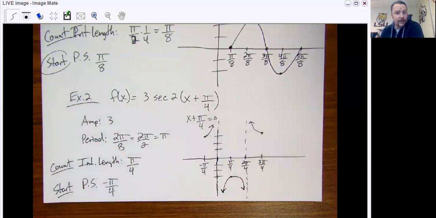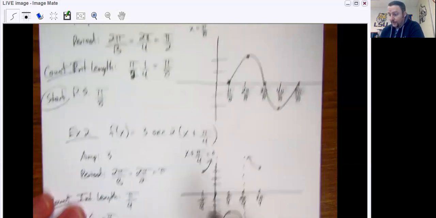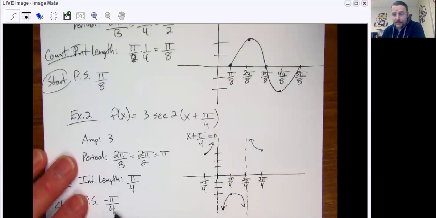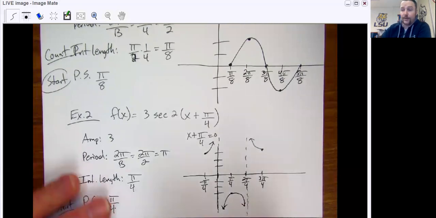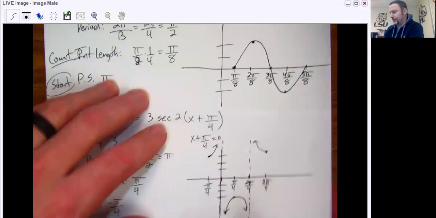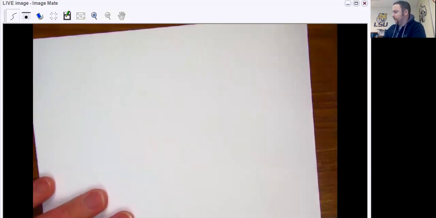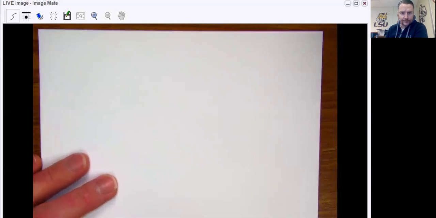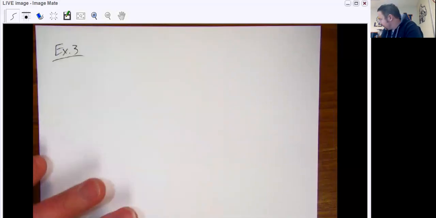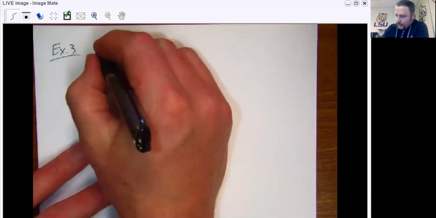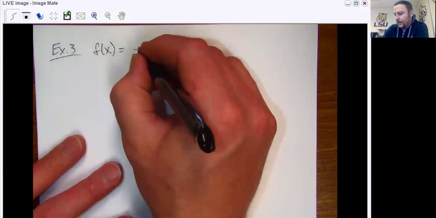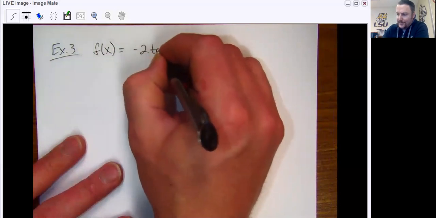So I've been nice to you on the first 2 examples. I've given you a phase shift and interval length with the same denominator. Well, sometimes you're not always going to have that. So let's do one without a common denominator. All right. So look at this. Example number 3. Let's do tangent. Let's do negative 2 tangent.